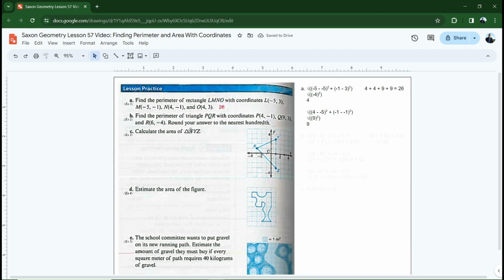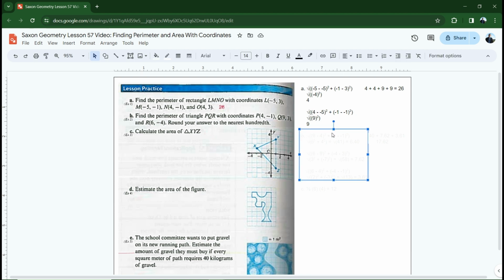There we go. Letter B, find the perimeter of triangle PQR. No shortcuts on this one, folks. You're actually going to have to find the length PQ, QR, and then PR. We have no idea what kind of triangle this is. We don't know if it's equilateral, so I could just find one side and add them all together, or isosceles, so I just have to find two. We're going to have to find all three sides. Also, there's a little hint here when it says round your answer to the nearest hundredth. That tells me I'm probably not going to get easily calculatable results.